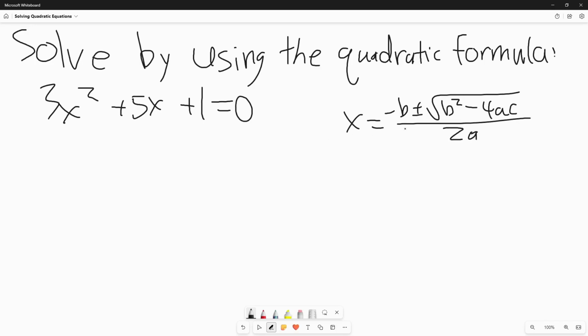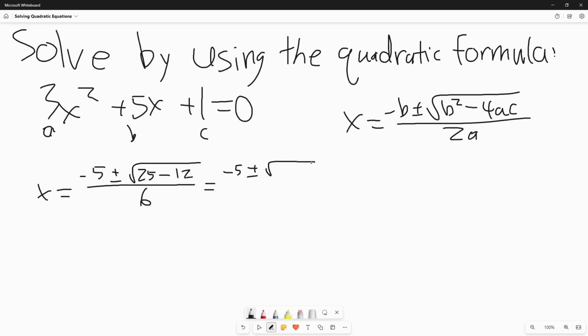And the only thing we have to do is plug in each number into their corresponding positions. So 3 would be a, 5 would be b, and 1 would be c. So we just do x equals negative 5 plus or minus square root of 25, because that's 5 squared, minus 4 times 3 times 1, which is 12, over 2 times 3, which is 6. And this is equal to negative 5 plus or minus square root of 25 minus 12, which is 13, over 6.